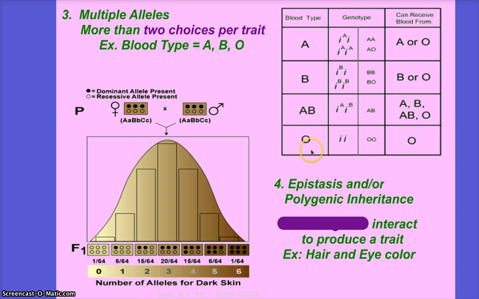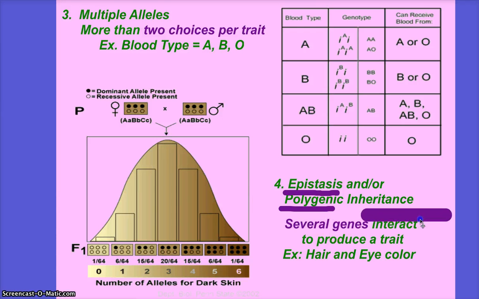The last one is called polygenic traits, which is also called epistasis, and you have to know both of these words because they're both going to be on the test. Consider them vocab, right? They mean the same thing. What do you think it means? Polygenic traits. More than one what? Polygenic. More than one gene is responsible for a trait. So several genes interact and they represent a trait.